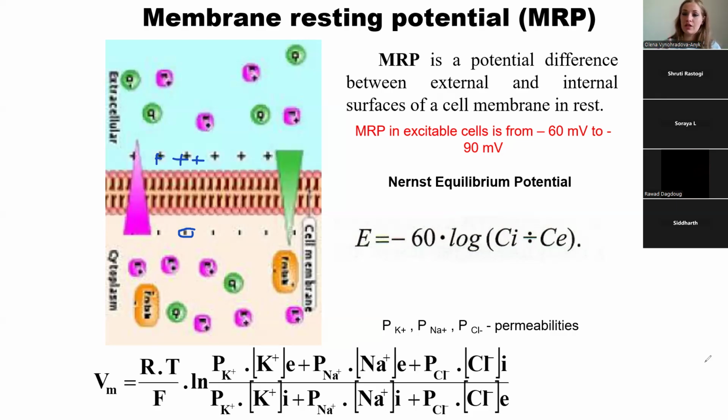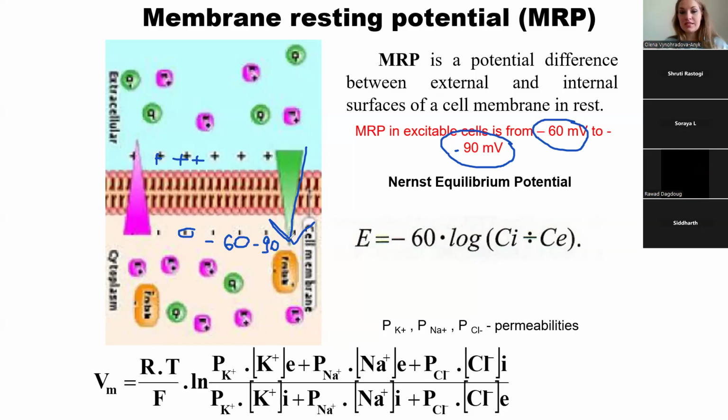MRP, membrane rest potential, I remind you, in excitable cells is from -60 to -90 millivolt. What does this minus mean? It means that in any measurement of MRP or action potential, we treat the inside of the cell as the reference. And we say that in the state of rest, here is -60 or till -90. It depends on different tissue.